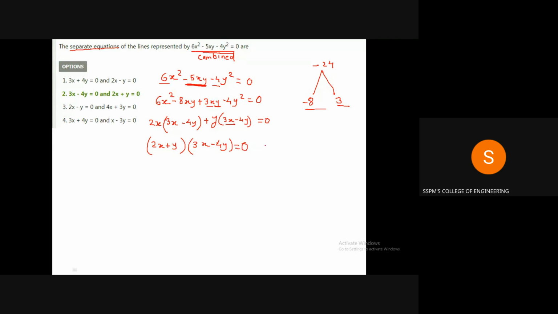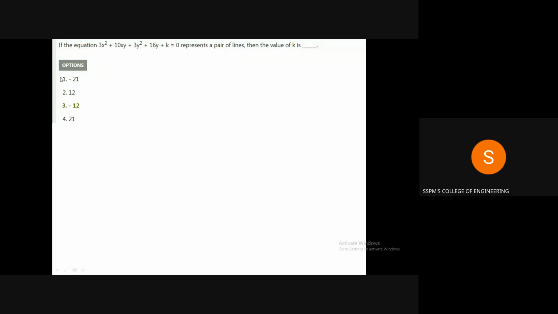So now we have factorized the equation that was given in the question, using the factorization method. So the separate equations are: the first separate equation is 2x plus y equal to 0, and the second is 3x minus 4y equal to 0. So 2x plus y and 3x minus 4y will be the correct option. Now next question.